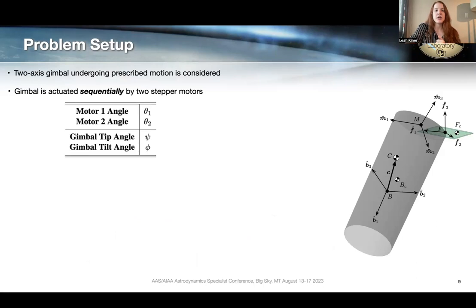Next, in this work, the gimbal is assumed to be actuated sequentially by two stepper motors. This is important to note because we are not actuating the motors simultaneously at the same time. The other important thing to note here is that assuming the correct number of steps that each motor has to take has been correctly determined, we can actuate the motors in any order and the gimbal will arrive at the correct final attitude that we desire. So we can actuate these motors in any order.